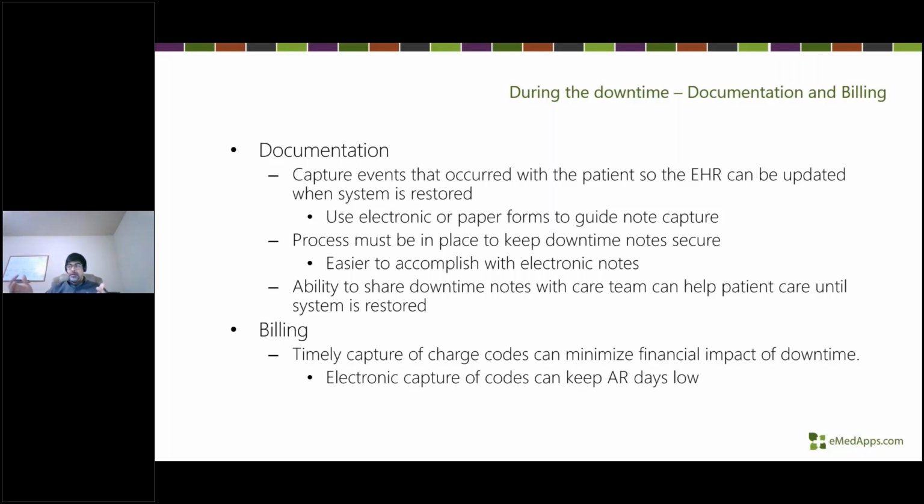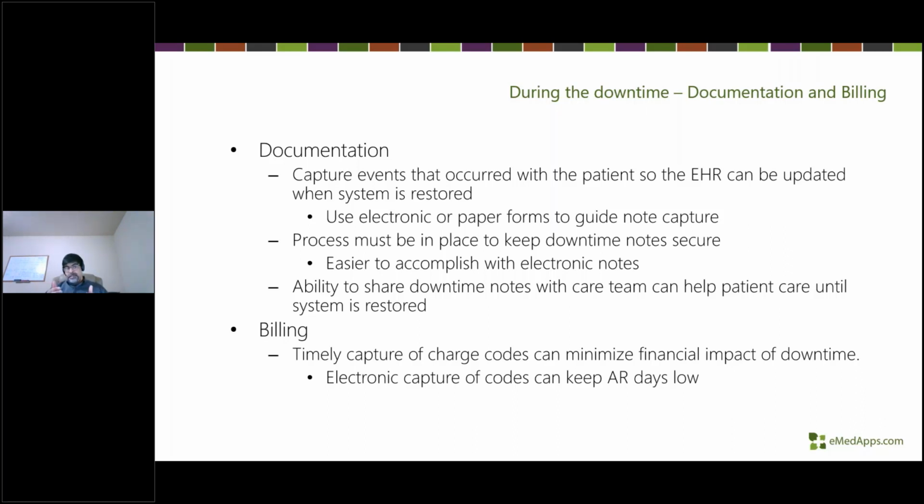You will need to use some sort of a form, some sort of documentation to be able to capture that information. That could be electronic, it could be on paper, depending on what your downtime process and tools look like. Certainly using forms can assist in this process to help guide that note capture. So if you have forms for your common visit types that your patients might be having with the practice, then your clinical teams can use these forms to guide that note capture.